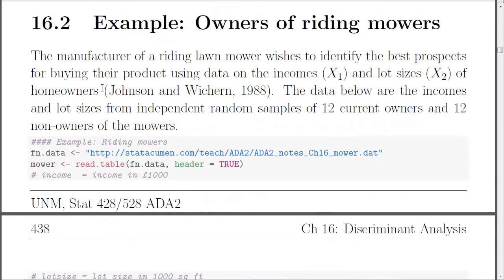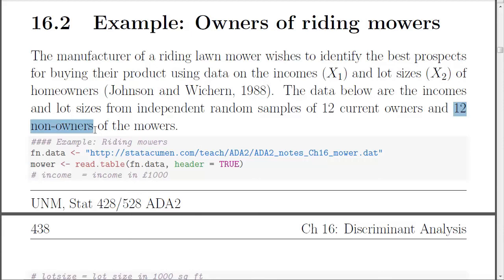Out of a book by Johnson and Wichern, the manufacturer of riding lawnmowers wishes to identify the best prospects of buying their product using data on incomes, this is house incomes, and lot sizes, that's the size of a person's house, of homeowners. They've looked at a random sample of 12 people who currently own lawnmowers and 12 people who currently do not own lawnmowers. And they want to know what distinguishes these two groups.